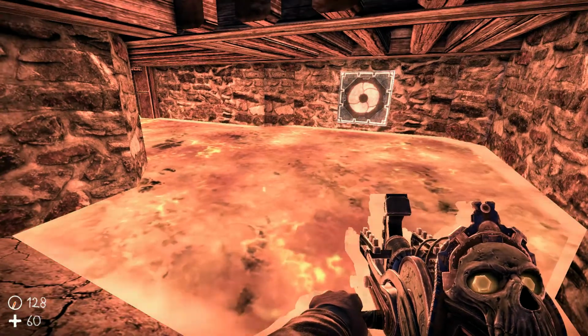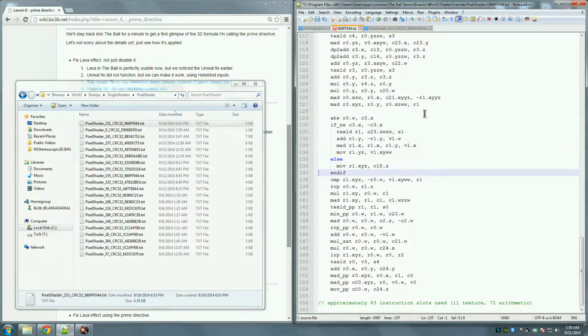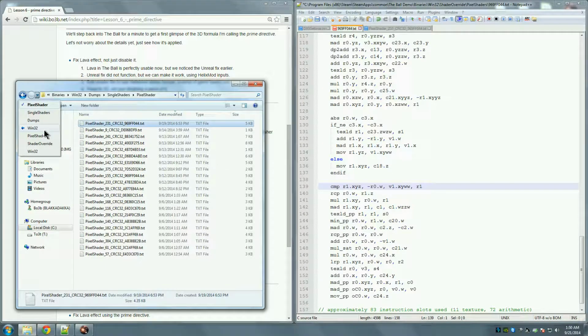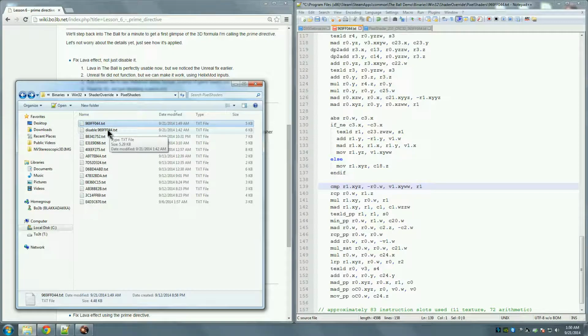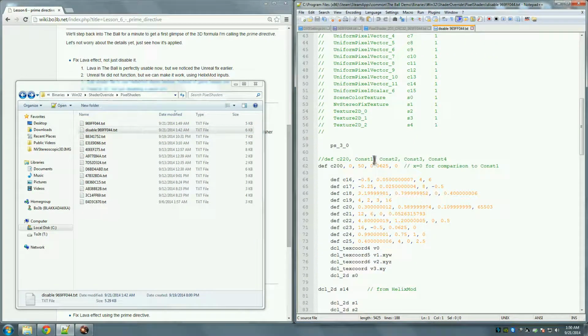Okay, so that's working fine. Now we're going to tweak this section of code here to see if we can make this work a little bit better. We're going to grab the pieces of code that we need from where we were before. Pixel shaders and disable is this guy. Yes. Okay, so I'm going to snag these constants like we had before.